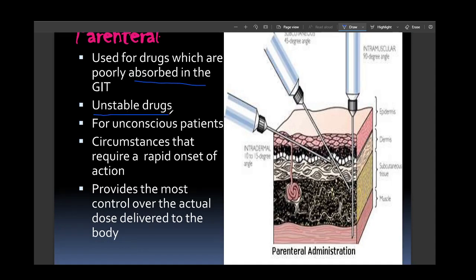The drugs become unstable, and it is also for unconscious patients. Circumstances that require rapid onset of action. We cannot wait for 40 minutes. GIT takes 40 minutes. Provides the most control over the actual dose delivered to the body.